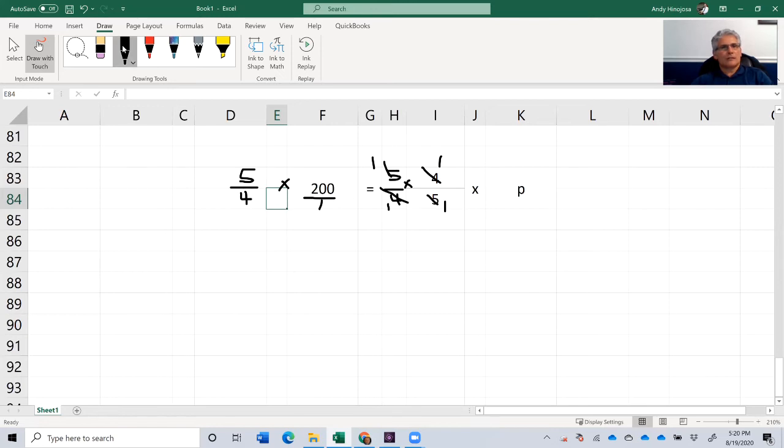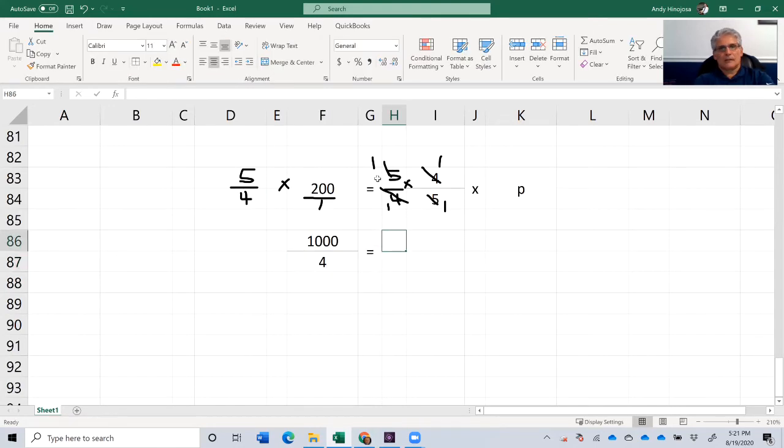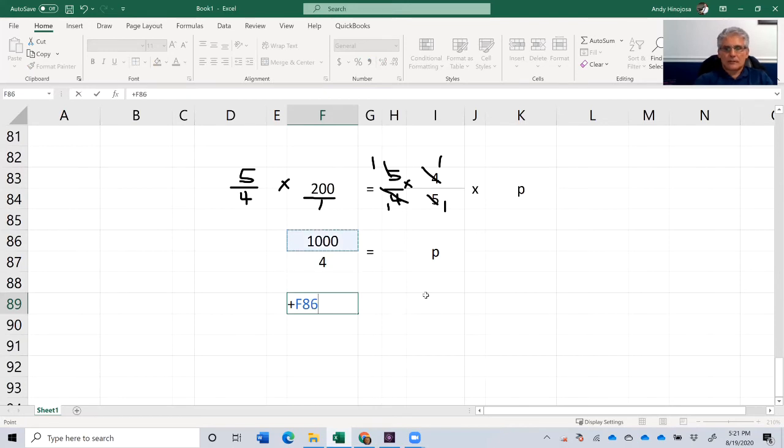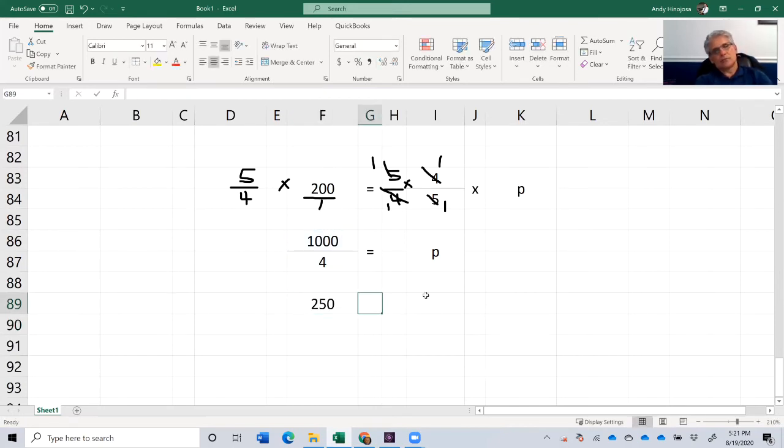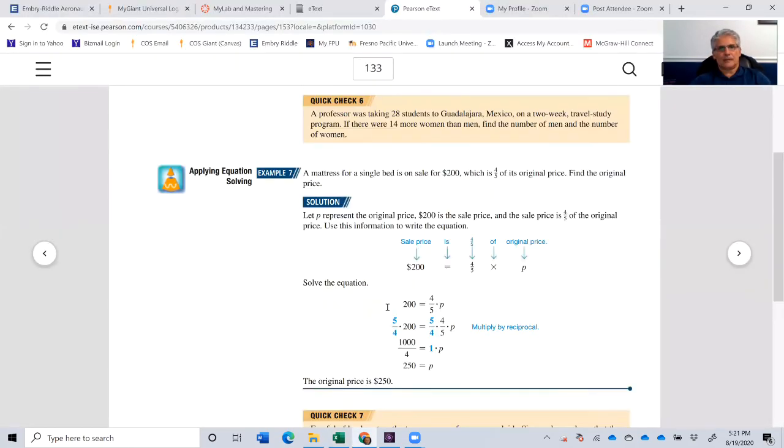So the solution to this, 5 times 200, is going to be 1,000 over 4. And that's going to be equal to P. We've eliminated this. We've got this updated. So 1,000 divided by 4, let's do that. 1,000 divided by 4 is 250. So 250 is equal to P. There it is.